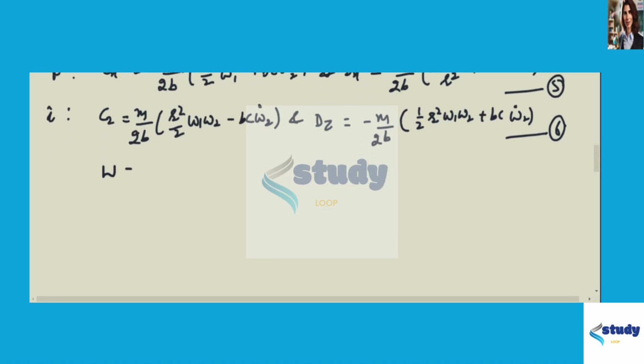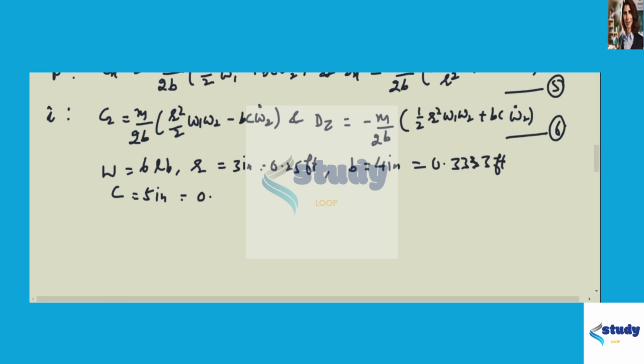Weight is given as 6 pound. Radius of the disc is given as 3 inch, that is 0.25 feet. Value of b is given as 4 inch, that is 0.33333 feet. C is 5 inch, that is 0.41667 feet. Omega 1 is 60 radian per second, and rate of change of omega 1 is 0.